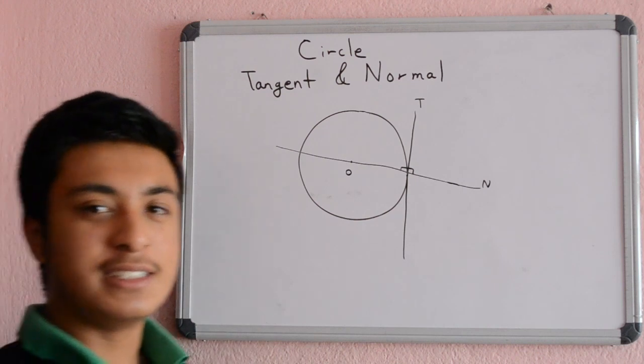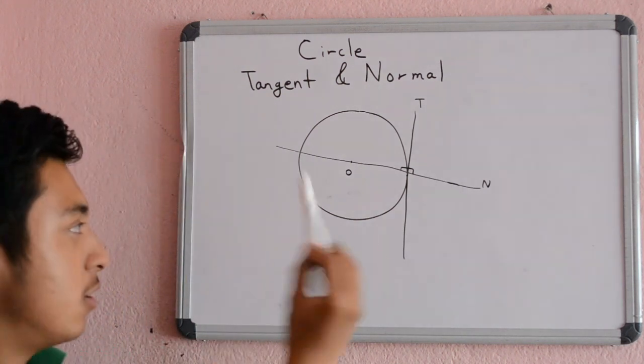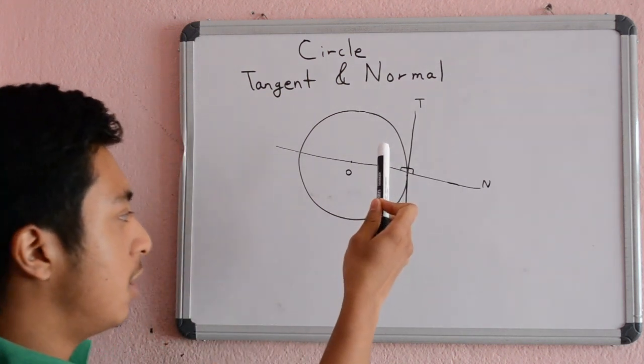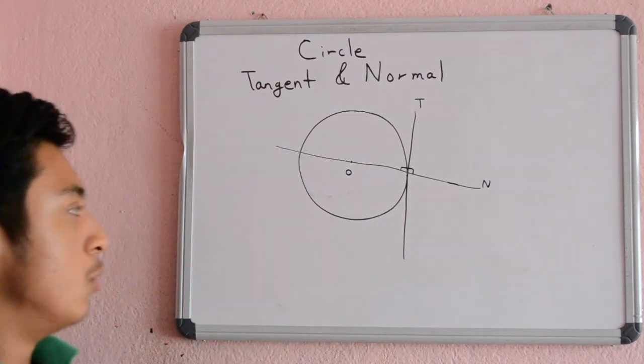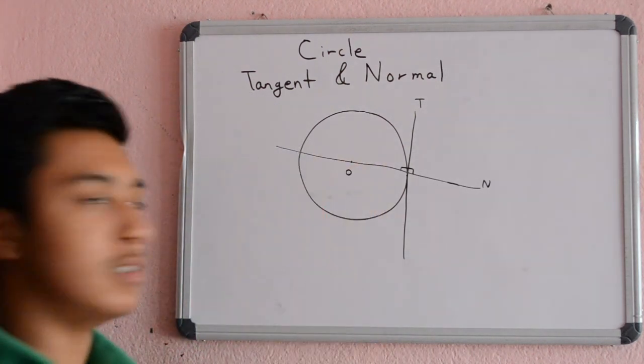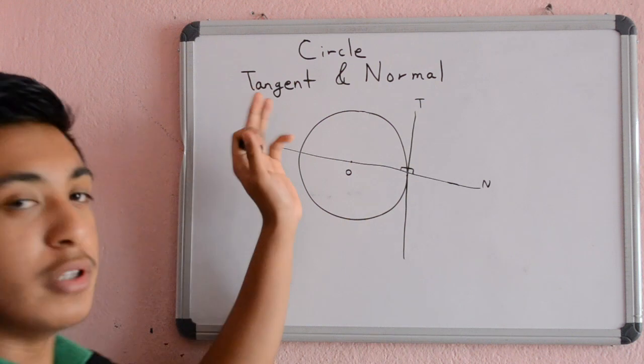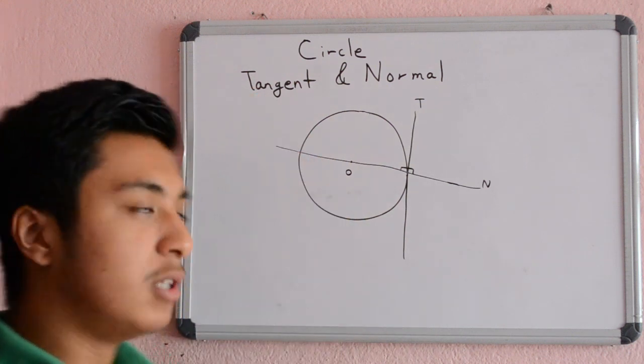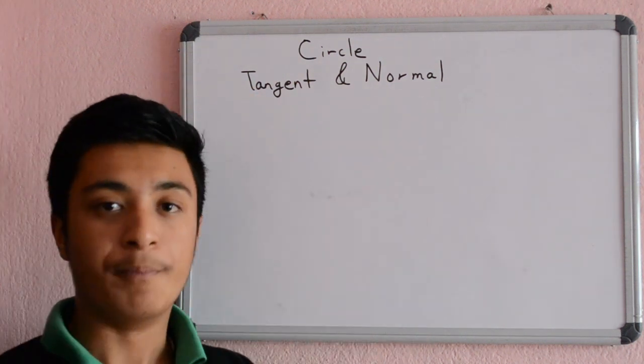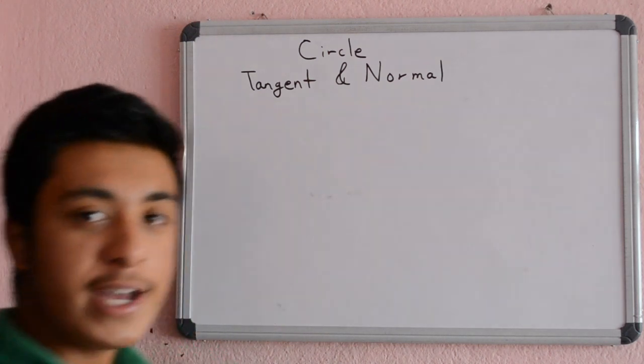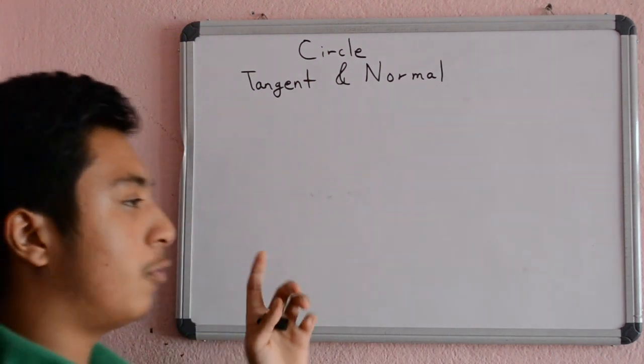So tangent is basically a straight line that touches one point of the circle, and normal is the line which is perpendicular to the tangent. So let's get on to the equation of the tangent and normal to the circle. There are some ways to figure out the equation of tangent for the circle.